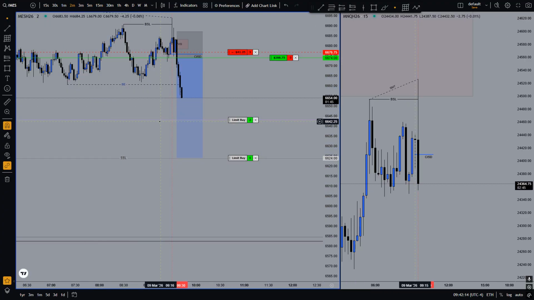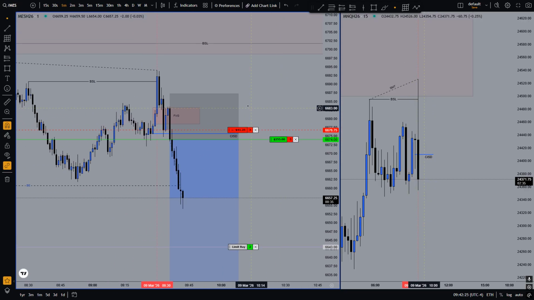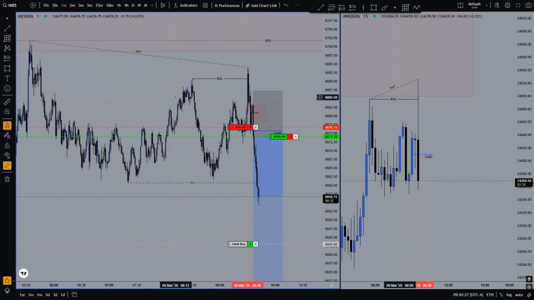What I am confident in though is equilibrium, 100%, and I'm confident in this sell side right here, which aligns with standard deviation. That I am super confident in. So that's exactly what I'm going to take, right?